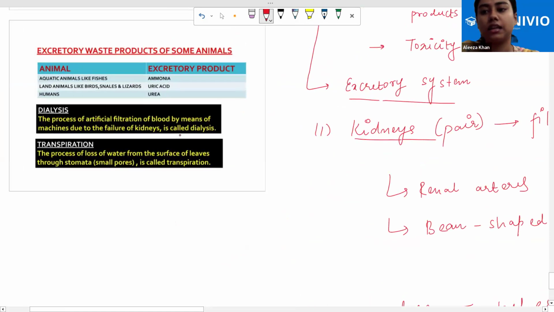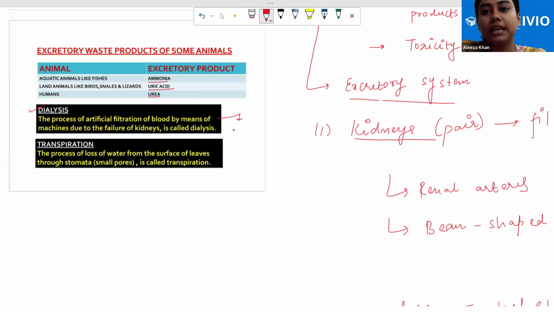Okay, there is one more point. In the case of aquatic animals, ammonia is the excretory product. In the case of terrestrial animals, it is uric acid, and in the case of humans, the waste product is urea. So these products are excreted from the body. This is important. Or else you take the screenshot of this slide, because I have another class right now. You take the screenshot of this slide, and dialysis is the process whenever your kidneys are not working.